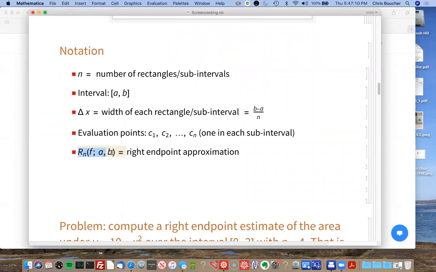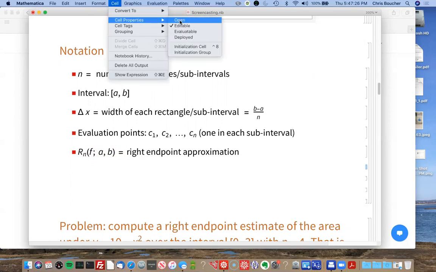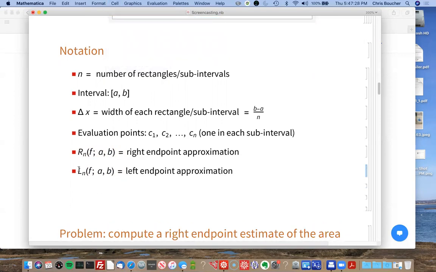We already introduced this notation up above, but this is what it looks like in the abstract. Right, R means we're doing a right endpoint approximation, N is the number of rectangles, F is the function, left endpoint, right endpoint. Okay, and what's next? Yes, of course, the same kind of notation for the left endpoint approximations, except we'll use an L instead of an R for right, and L for left.